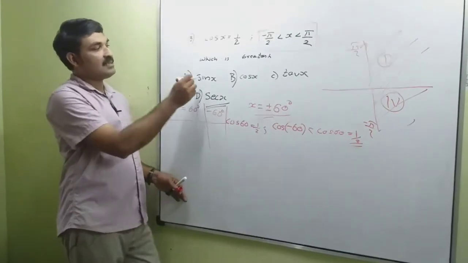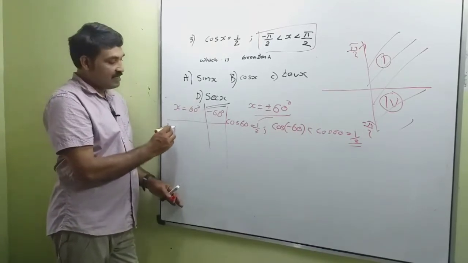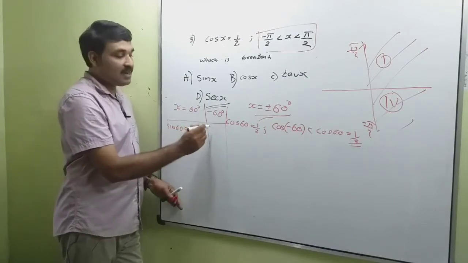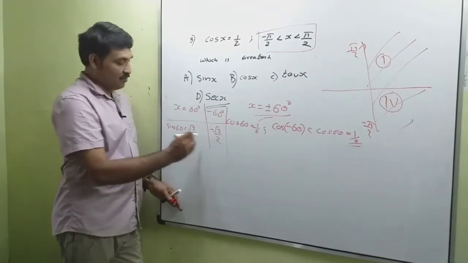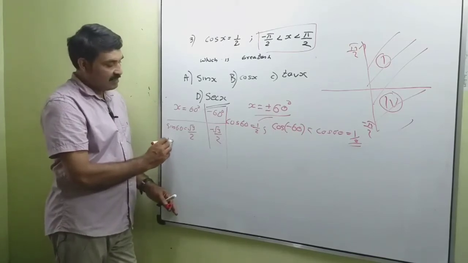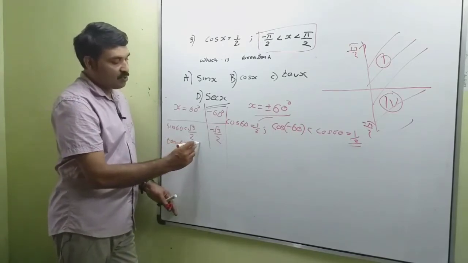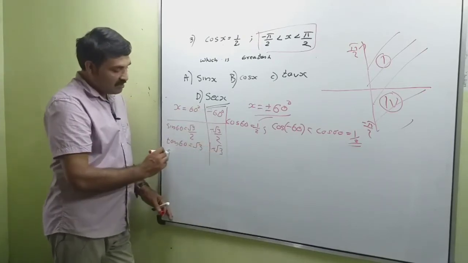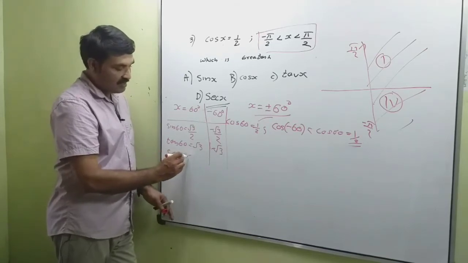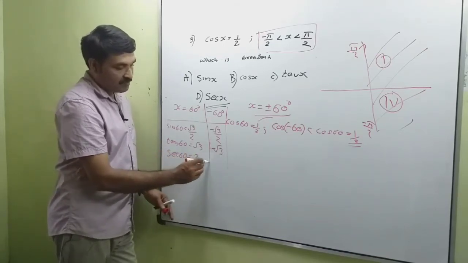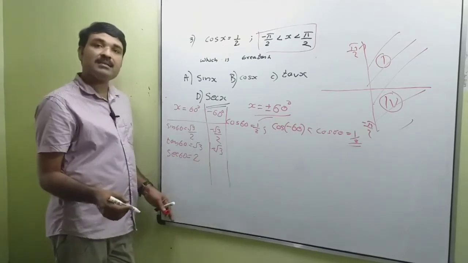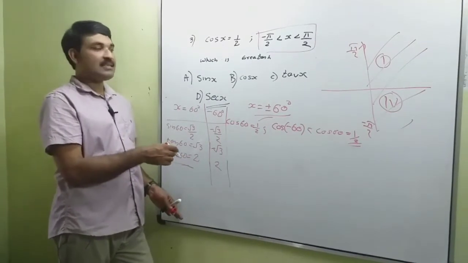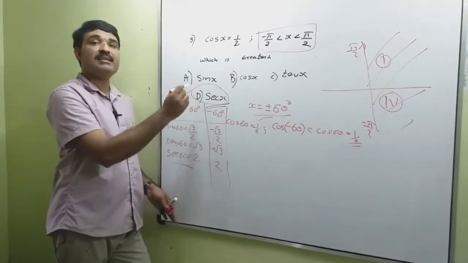Right. Now what is the value of sin 60? Sin 60 is equal to root 3 by 2 and sin minus 60 is equal to minus root 3 by 2. Now tan 60 is equal to root 3 and tan of minus 60 is equal to minus root 3. Now secant of 60 is equal to 2 and secant of minus 60 is also equal to 2. So from this the greatest value is sec x. So option D is correct.